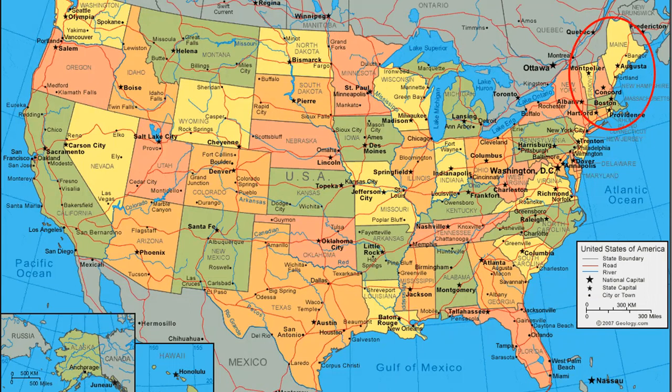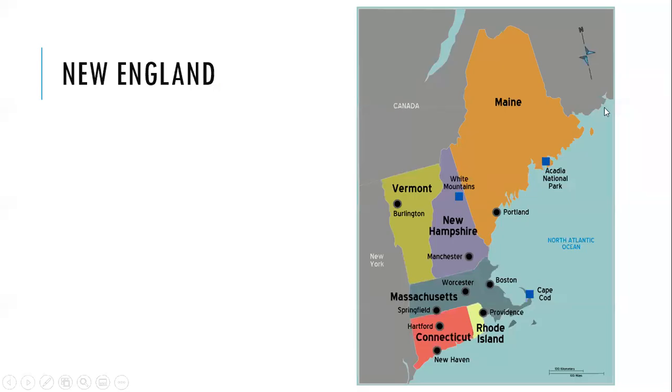So let's zoom in just to that area in the circle. So it's a pretty small area of the country. And this is known as New England. This area of the US is known as New England. And there are 6 states in New England.